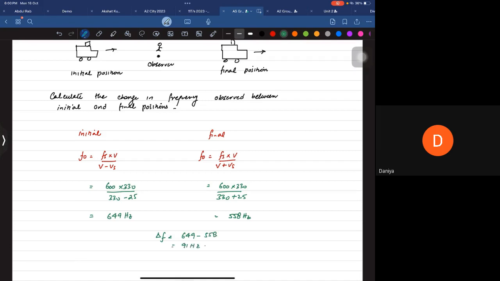All right, so I hope you guys understand this, and there won't be any other question more difficult than this. Usually they will ask you just for one position. If they give you the change, that's very simple.